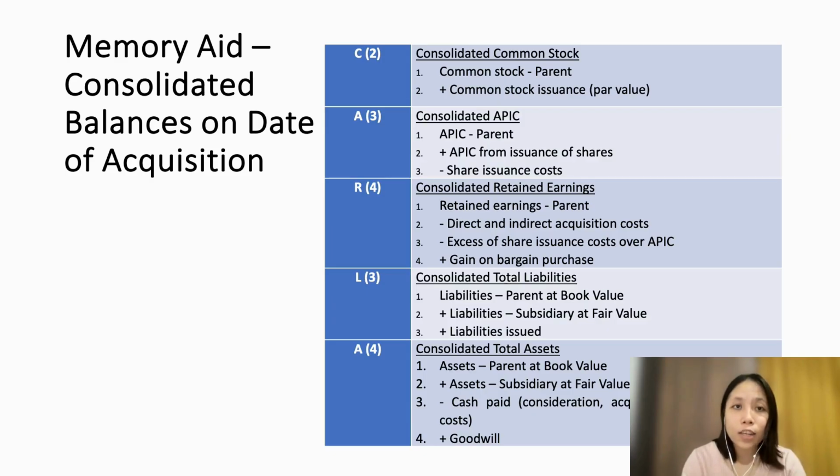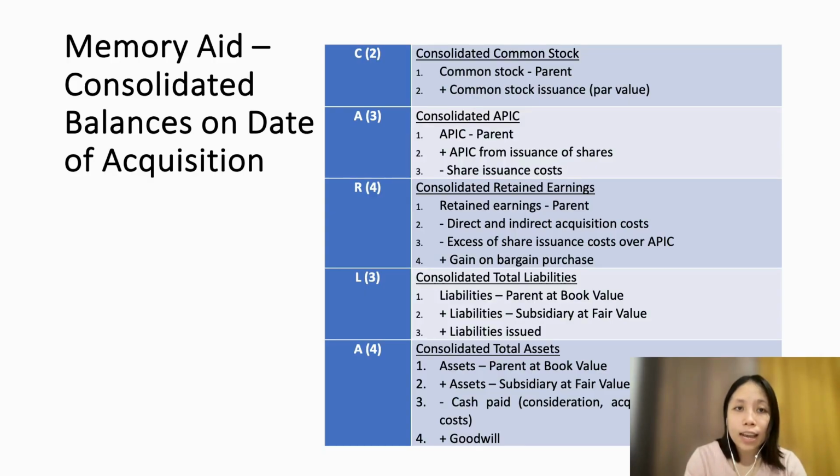For consolidated common stock, you have to remember two things: common stock of the parent plus common stock issuance at par value. For consolidated APIC, you need to remember three things: APIC of the parent plus APIC from issuance of shares minus share issuance costs charged to APIC.